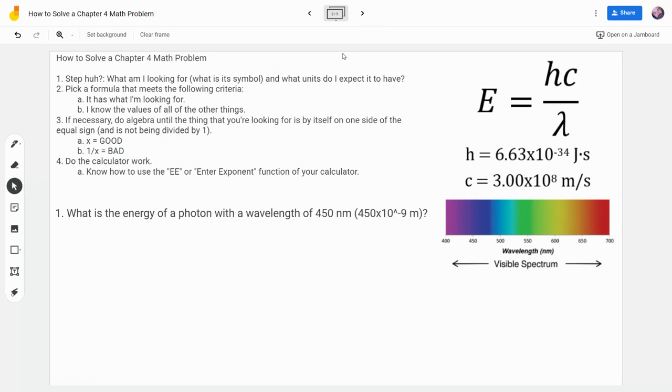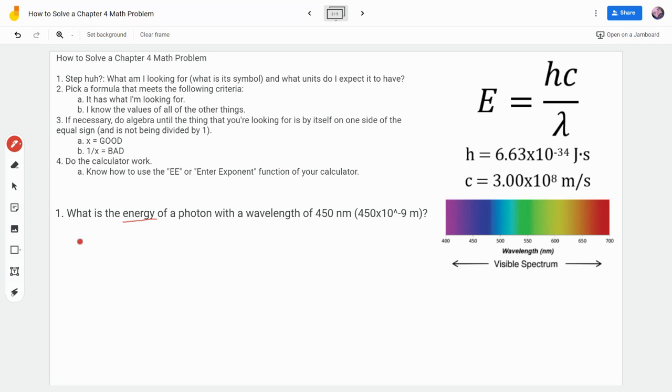So what is the energy of a photon with a wavelength of 450 nanometers? A nanometer is 10 to the minus ninth meters. So 450 nanometers is 450 times 10 to the minus ninth meters. So the first thing, step huh. What are you looking for and what is its symbol? All right, well, just read the question carefully. What is the energy? We want energy. What is the symbol of energy?